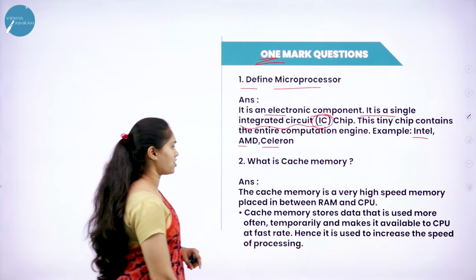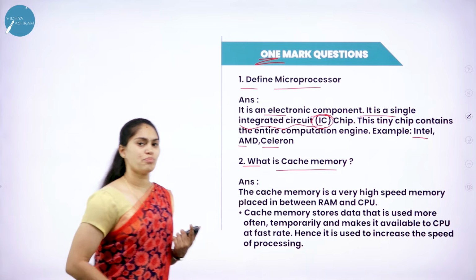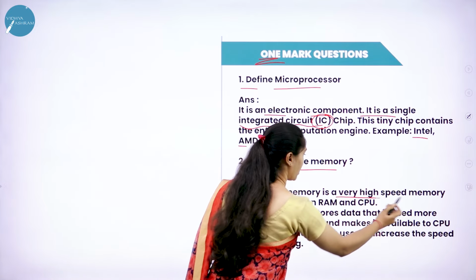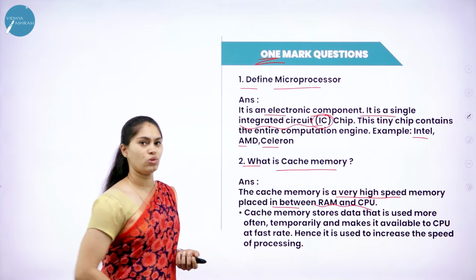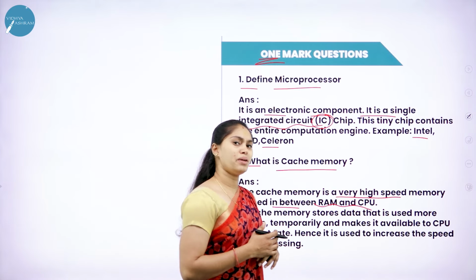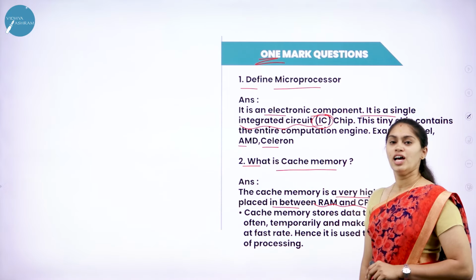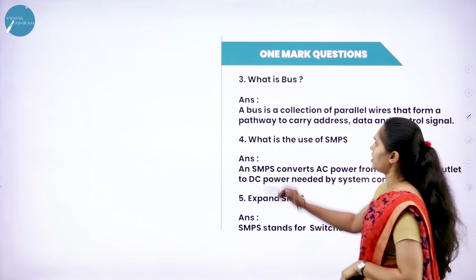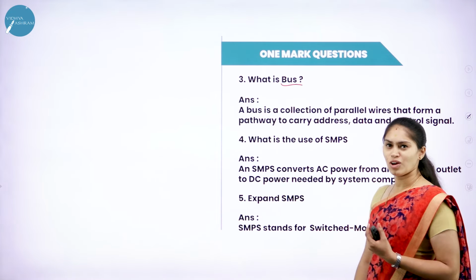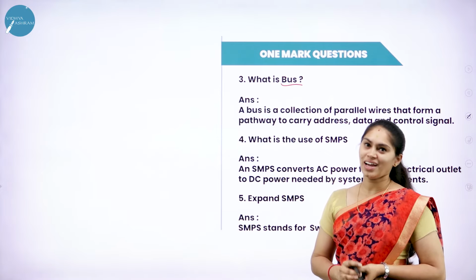What is the next question? What is cache memory? I only just told you, right? This cache memory is a very high speed memory that is located between RAM and CPU. If you are using any data and information more often for processing, then that kind of data and information will be stored in this cache memory. We'll see the next question. What is bus? It's not about red bus and green bus. We are talking about the component of a motherboard.